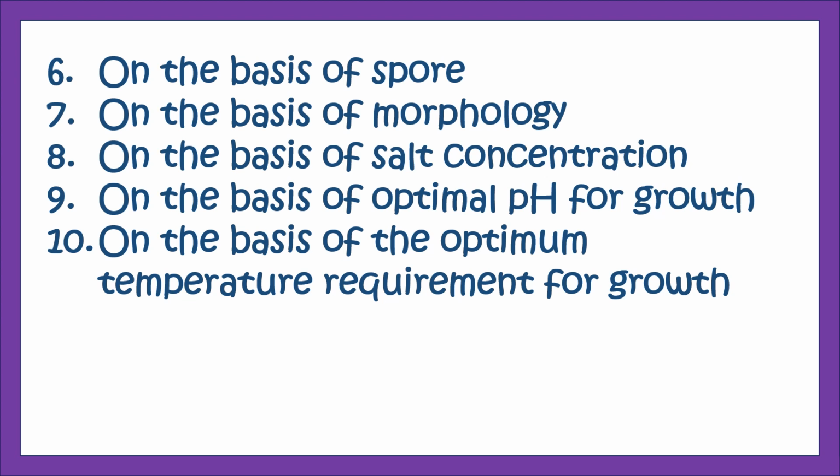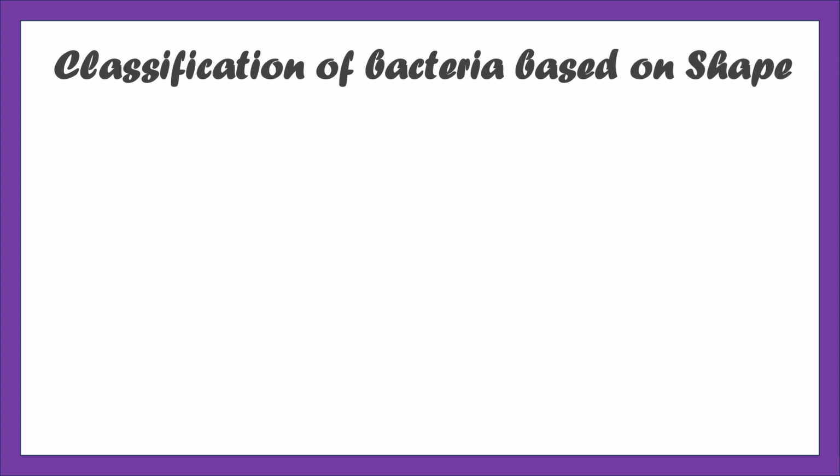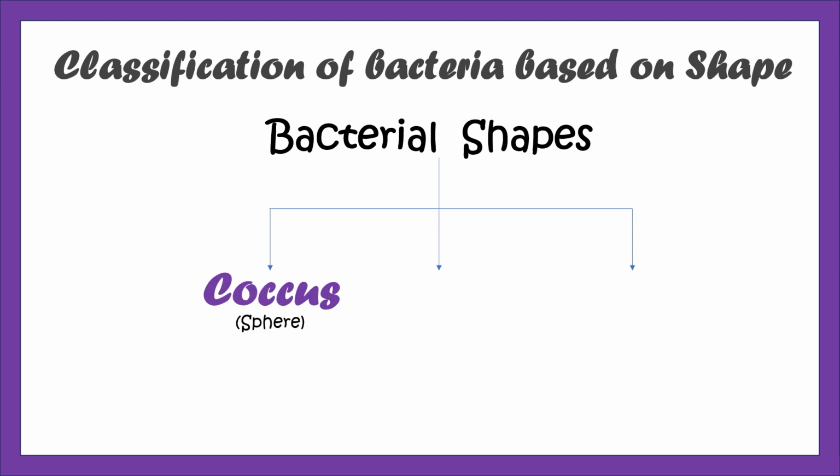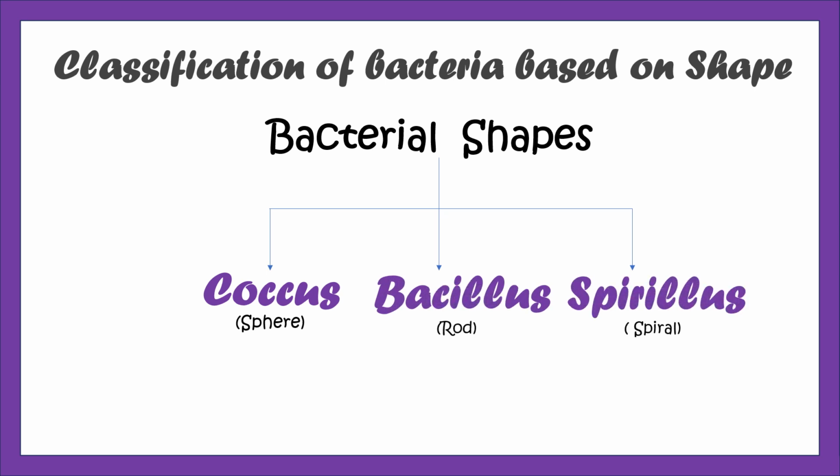This is the ten classification of bacteria. Move to the first one, the classification of bacteria on the shapes. Bacteria shapes are divided into three types. The first one is a coccus, which is spherical in shape. Second one is a bacillus, which is rod in shape. Third one is a spirillus, which is spiral in shape.